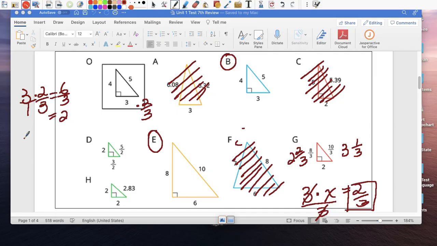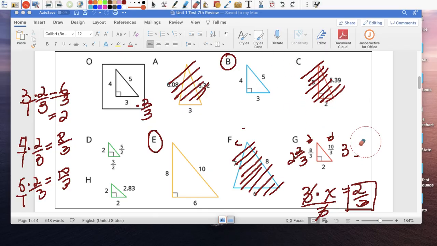Let's repeat that with 4. 4 times 2/3. Well, let's put the 4 over 1. 4 times 2 is 8. 1 times 3 is 3. Look, 8 over 3, which is this guy over here. Let's try 5. 5 times 2/3. Well, put the 5 over 1. 5 times 2 is 10. 1 times 3 is 3. And we get 10 over 3, which we had here. I didn't even actually need to change this to an improper fraction.